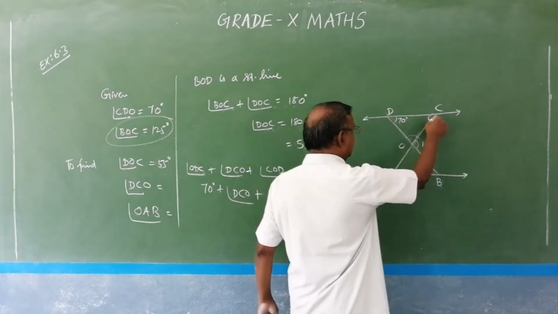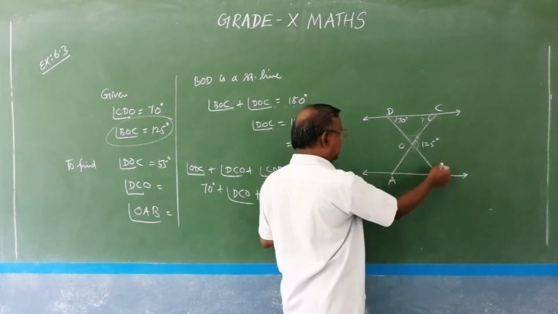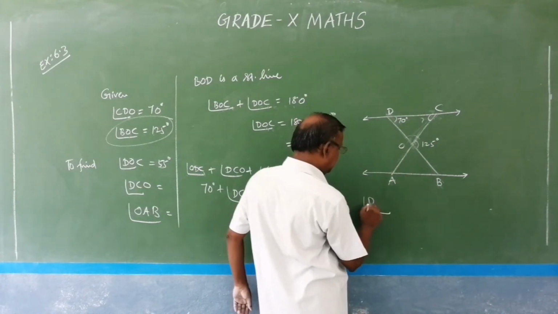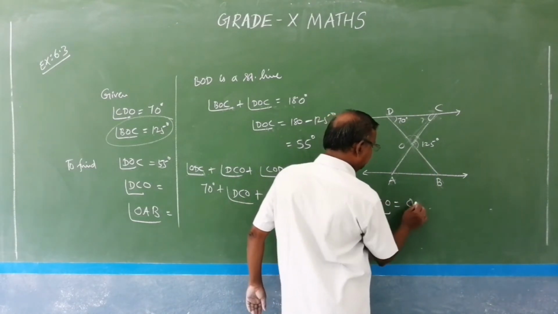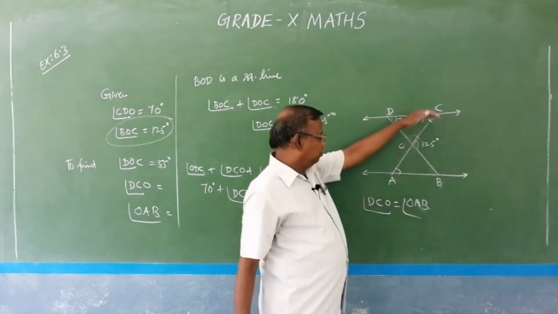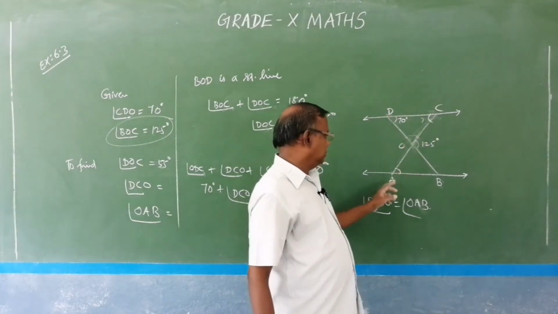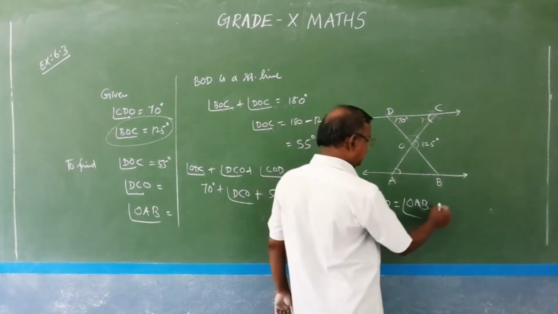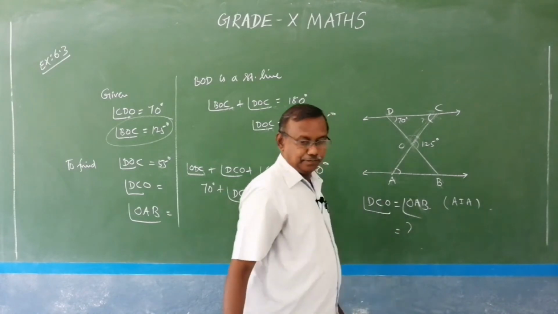And similarly OAB. If you know this angle, then angle DCO equals angle OAB. Why? Because these two are alternate angles between two parallels. DC and AB are two parallels. So angle DCO equals angle OAB. These are alternate interior angles. Likewise, you can find the values.